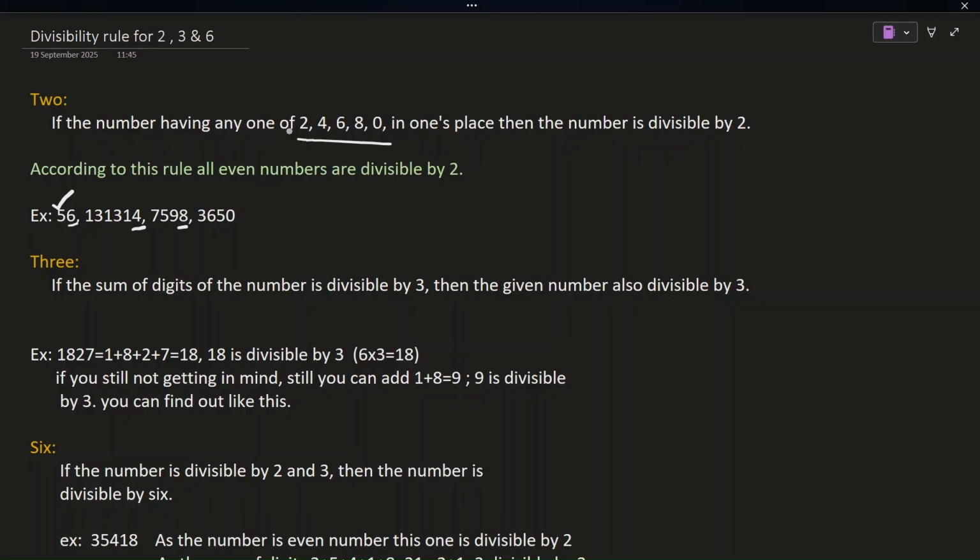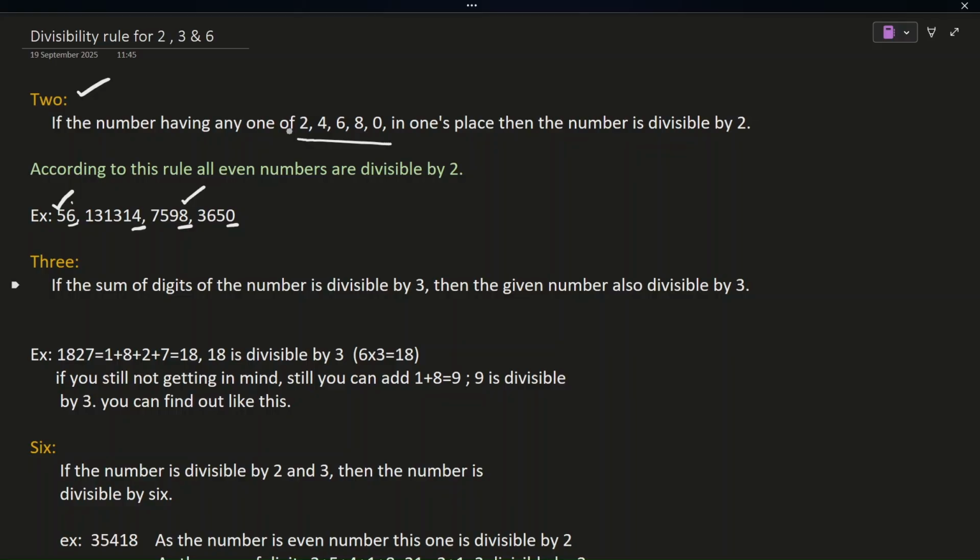You just have to see the ones place, what number is present in the ones place. If it is any one among 2, 4, 6, 8, 0, then that number is divisible by 2. You can easily find out, however big or large the number, no problem at all. If you know this rule, you can find out whether it is divisible or not.